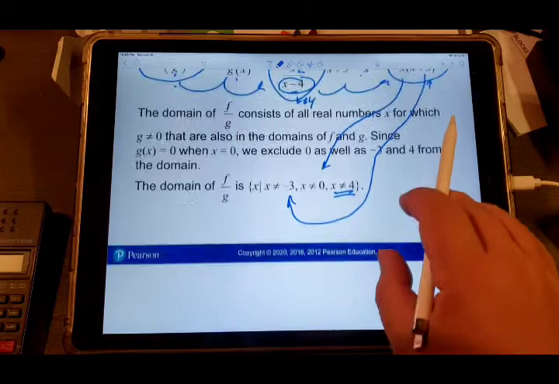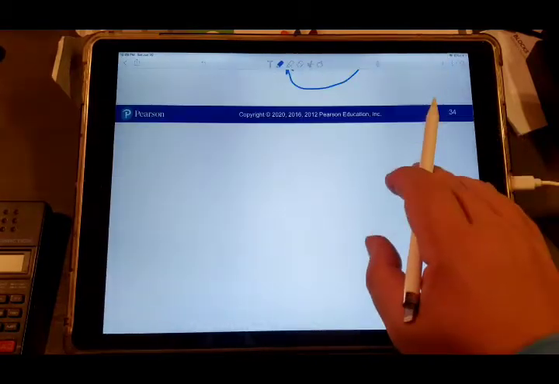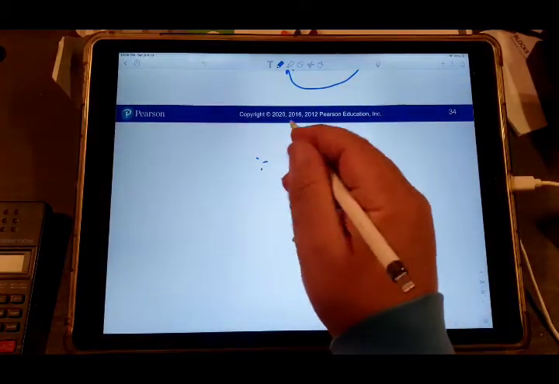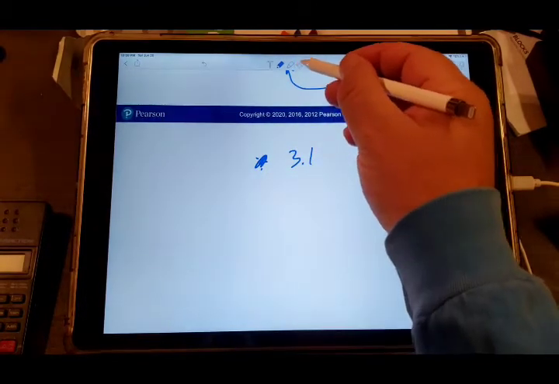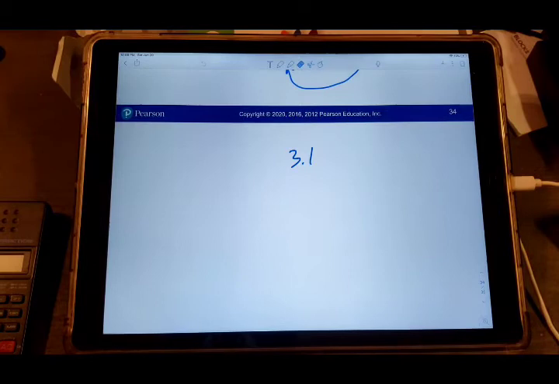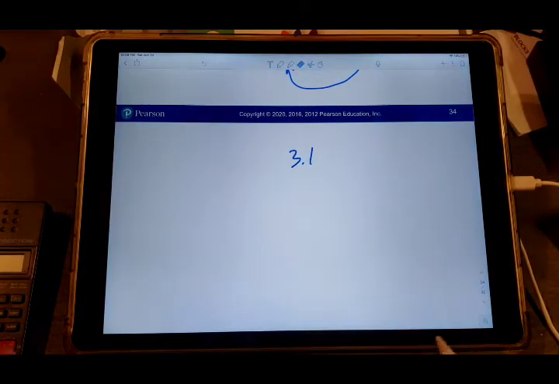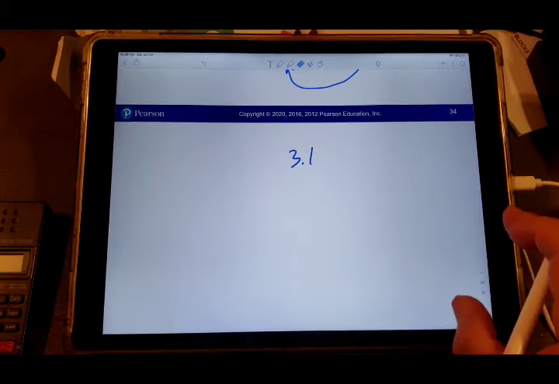All right, that is it for section 3.1. Like I warned you, this really is one of the longest sections in the entire book, certainly the first half of the book, so it needed the longest video. But that is section 3.1. See you in the next video.